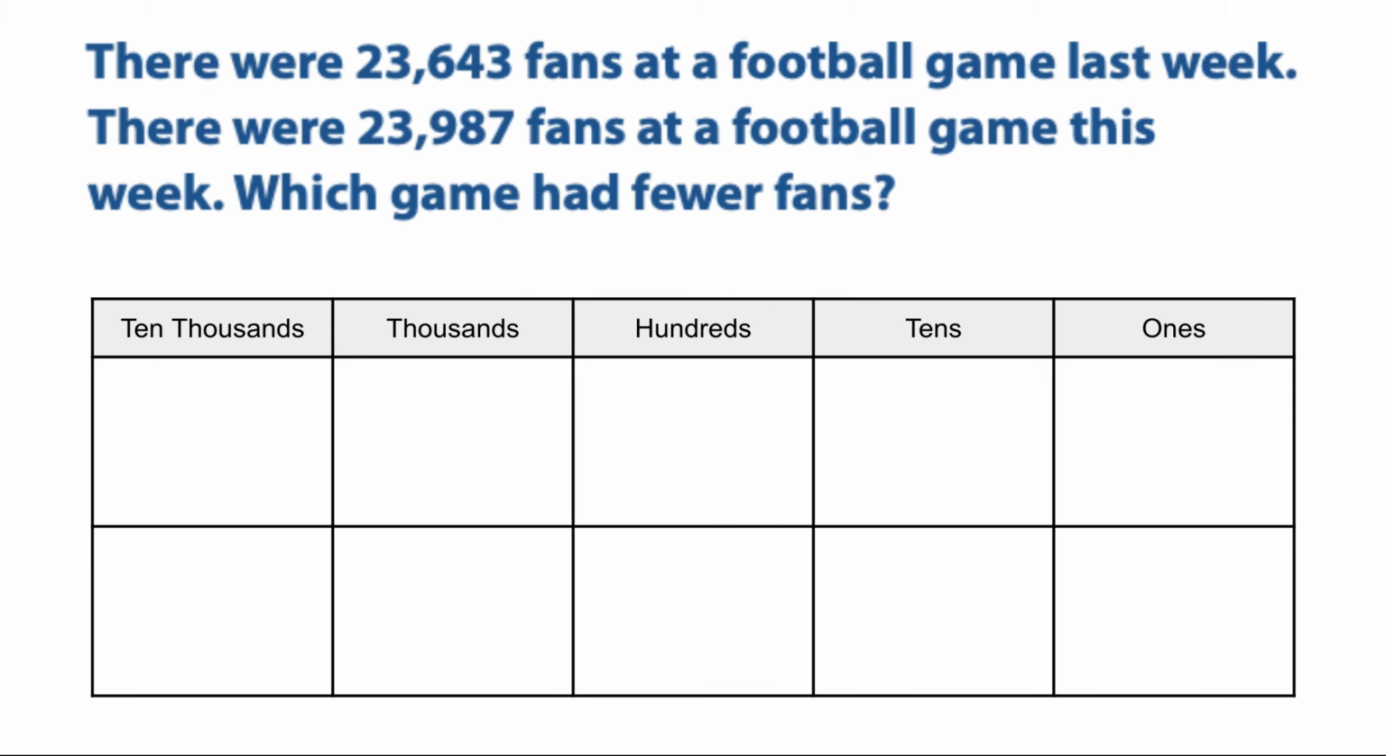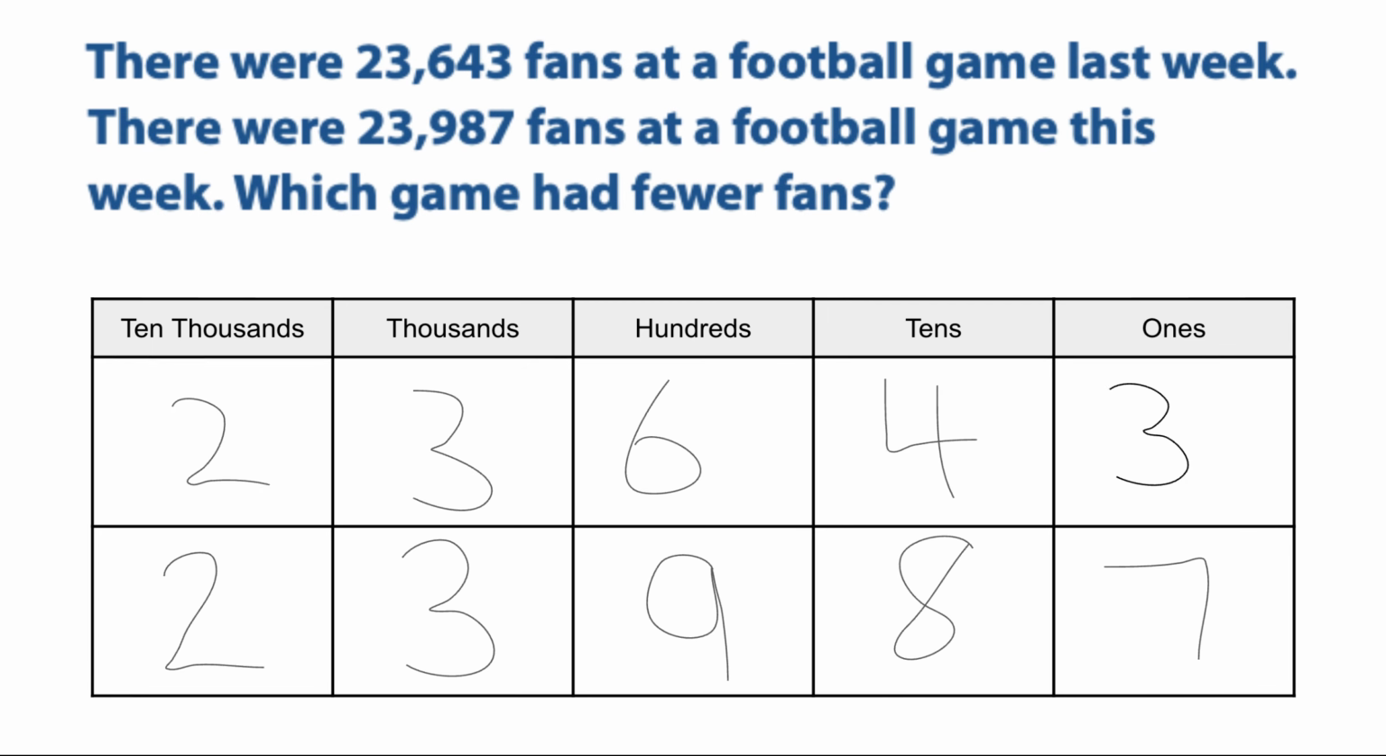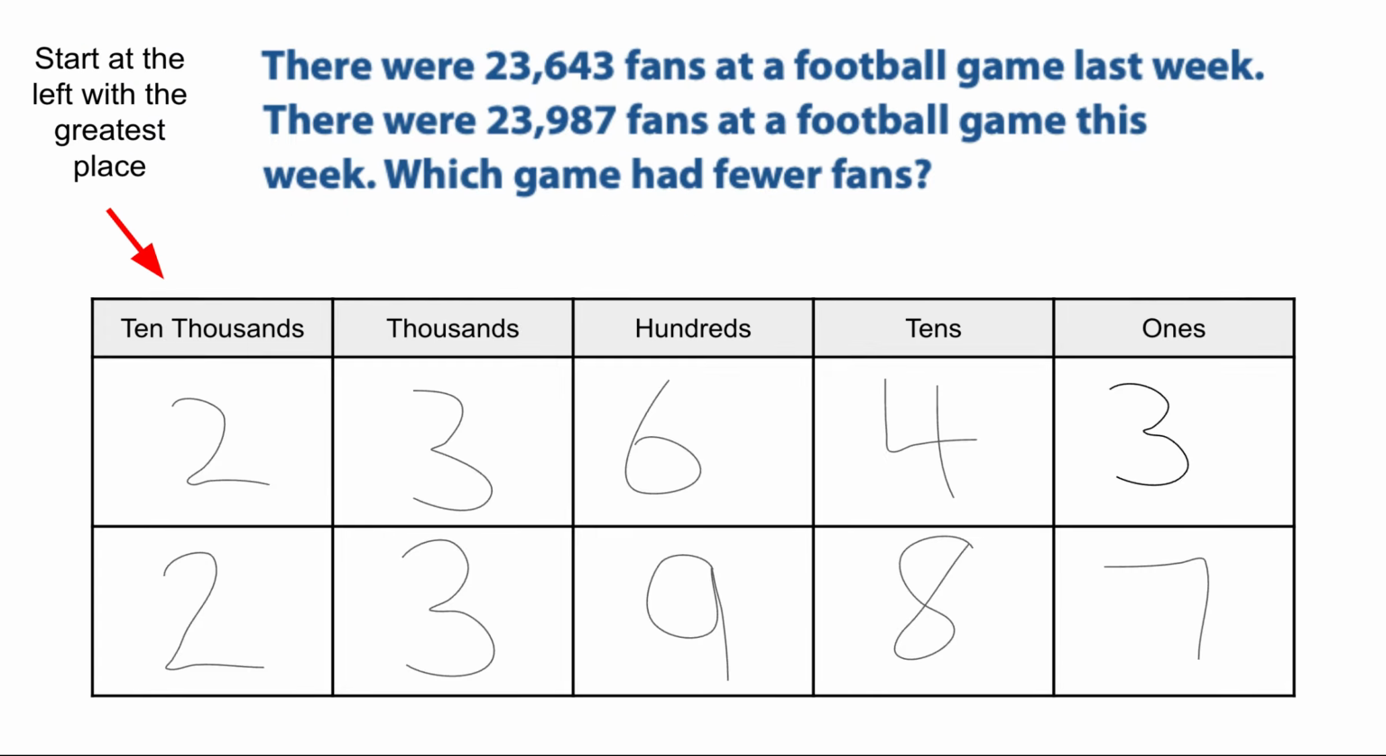So to learn using a place value chart, you would put the first number on top, the second number on the bottom, making sure they line up with the ones, tens, hundreds, thousands, 10,000s. And then you would always start at the left with the greatest place value. So in this number, it's the 10,000s. And then you would work your way down.